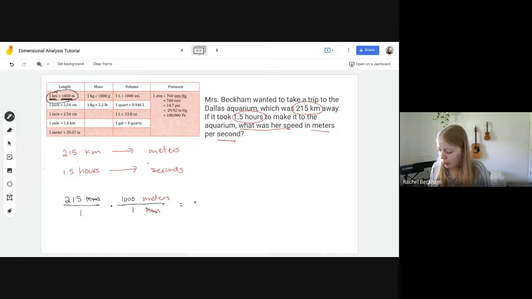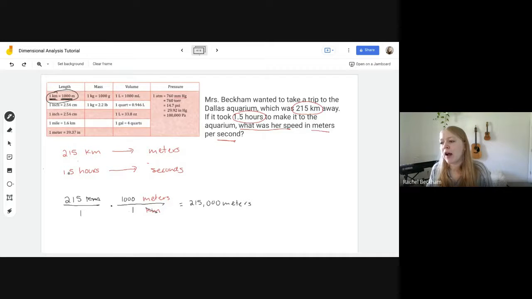So we're just going to multiply 215 times 1,000. So this is going to be 215,000 meters. We're not going to round anything off. This is an exact number. There are exactly 1,000 meters in a kilometer, so it doesn't matter with rounding. It doesn't count against significant figures when we're rounding that.